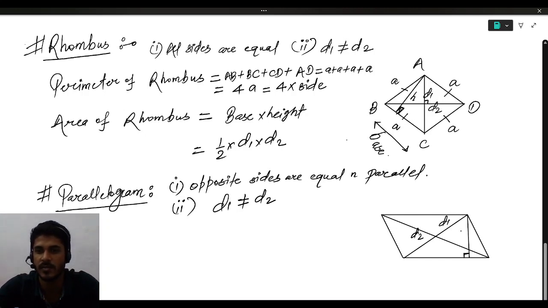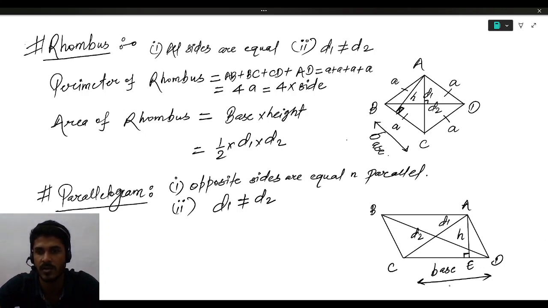Okay, and this perpendicular line drawn from vertex A to point, let's suppose it is E, is perpendicular to the base. This is base, okay? This side we are taking as base. Fine? Yeah. So it is parallelogram ABCD. In parallelogram ABCD, the base is CD and the height is AE.